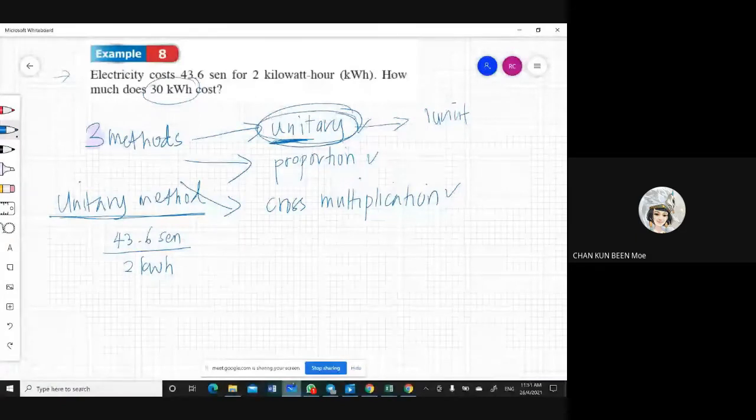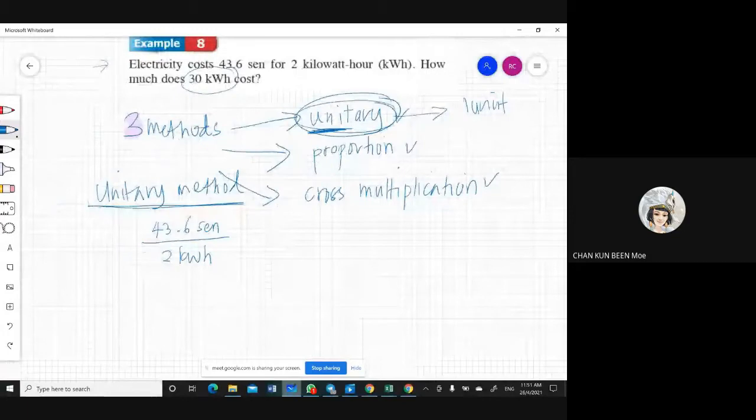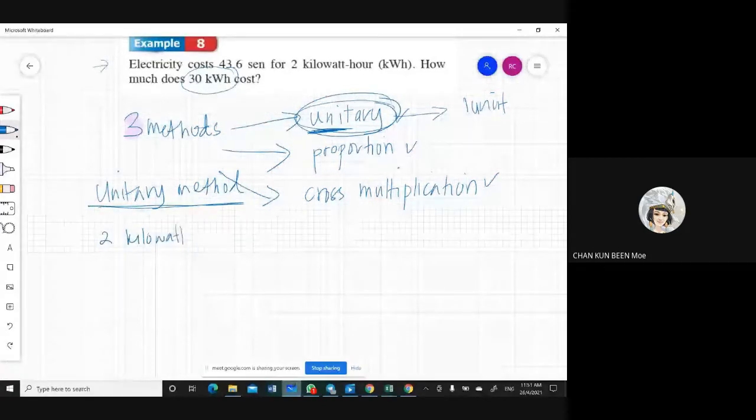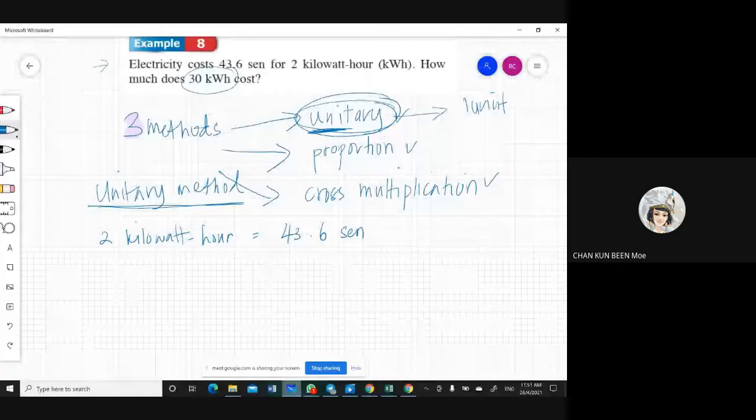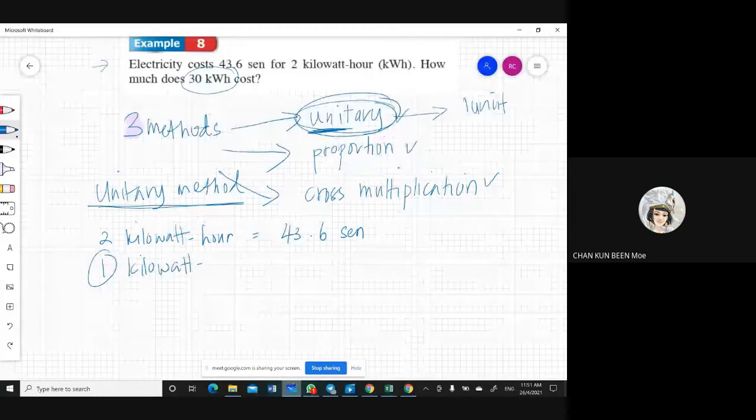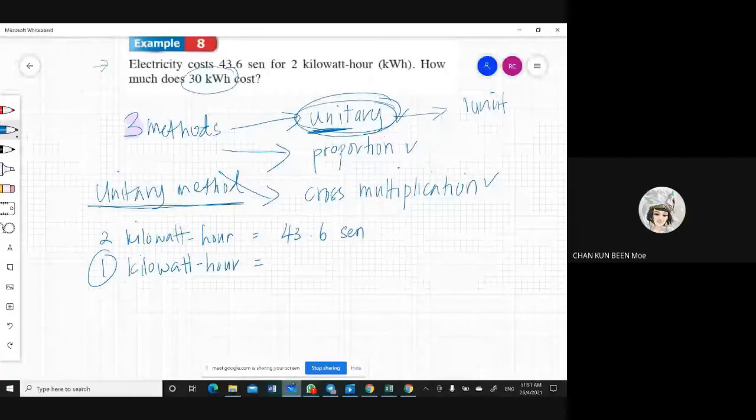I write down first, 2 kilowatt hour equals 43.6 cents. That is the meaning of unitary method. We always have to find 1 kilowatt hour is equal to how many cents? Can you get it? Divide by 2, so we get 21.8 cents.